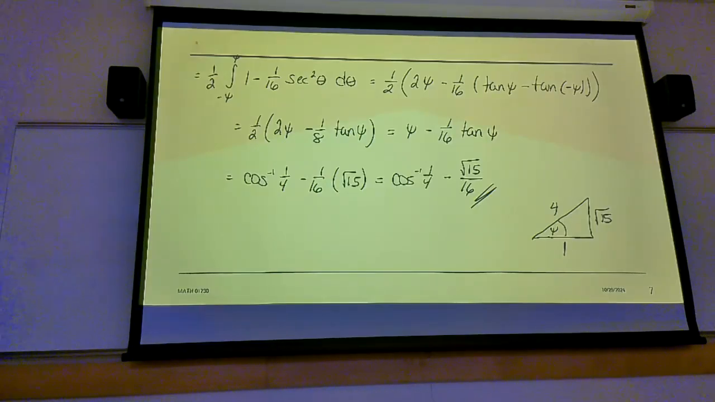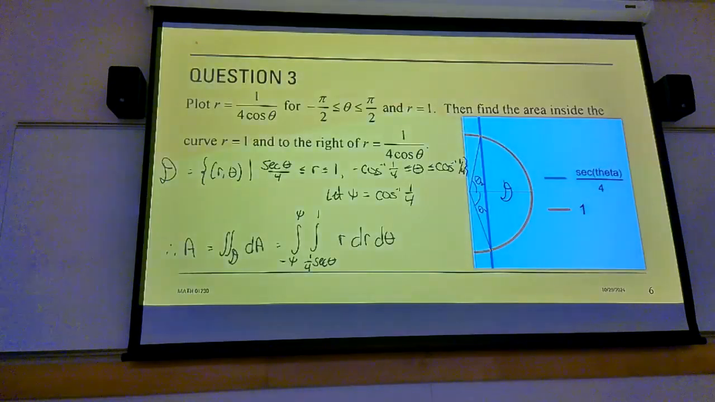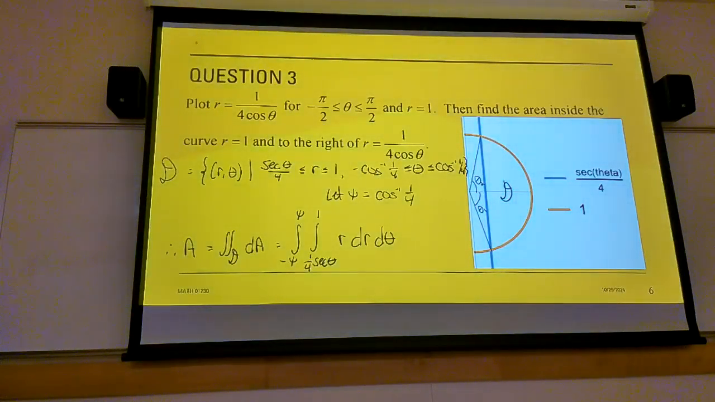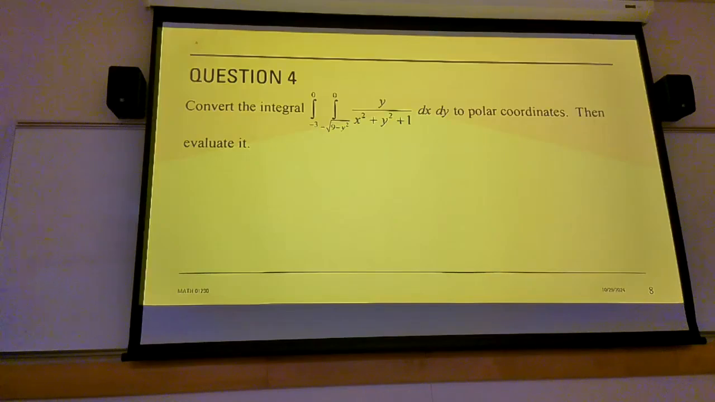That integral is easy, right? I just want to write this as a polar integral. Could you evaluate this in rectangular? Yes. Is it going to be fun? It depends on your definition of fun. Would I enjoy it? No, because I'm lazy. I prefer the path of least resistance. So we are going to convert this to polar.